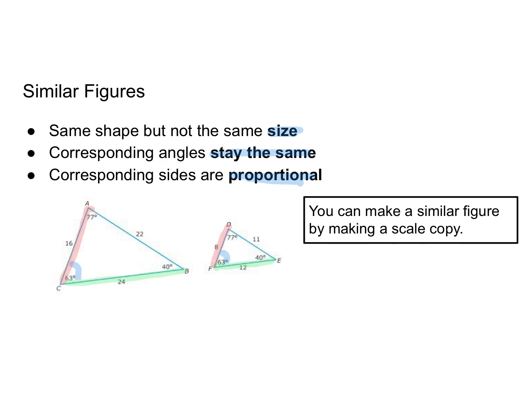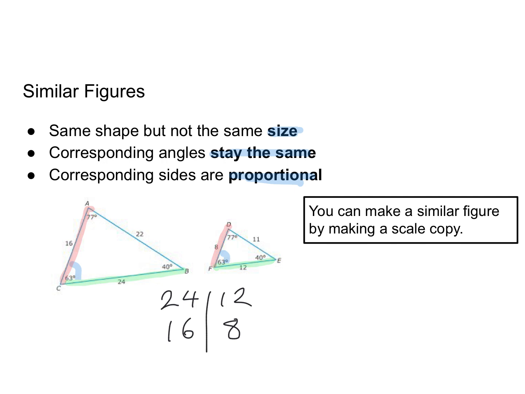Now, I want to show us something. So if I write a proportion or a comparison between the two, I could write 24 and 12 and 16 and 8. And we'll talk about this relationship more, but you can see that for both of these, we divided by 2. So the corresponding sides are proportional. You can make a similar figure by making a scale copy.